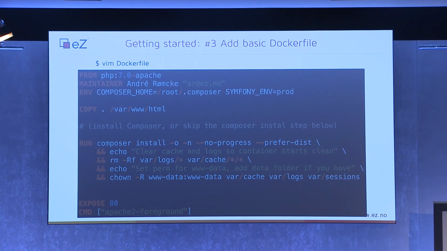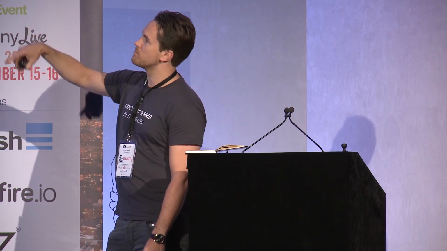We're supposed to set a maintainer. We need some environment variables, so we want to use prod in this case. We copy in the files from the Symfony standard project. Then a couple of lines I omitted regarding installing Composer and the packages it needs, like Git and unzip and so on. And then just installing all the vendor stuff, clearing the cache, and setting permissions. So that's kind of it for the app itself.